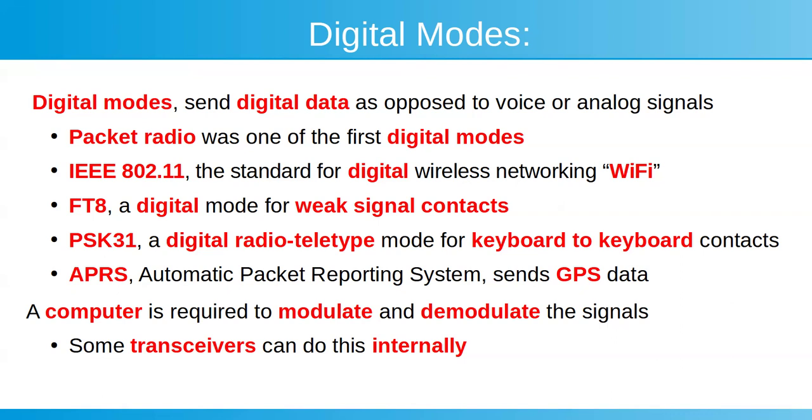For all of these modes, you need a computer to generate and to modulate and demodulate the signals. Some of the more modern receivers, particularly the open source build-it-yourself type, may have a computer built in, like a Raspberry Pi or a Teensy 4.1, and can actually do it without needing an external computer. In most cases, you're going to need an external computer or laptop to generate the signals and to demodulate them.